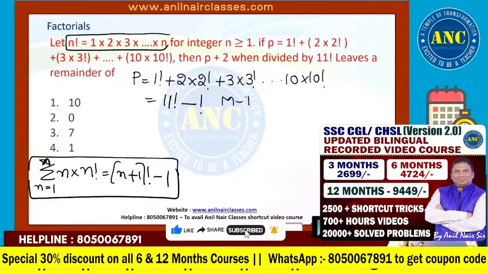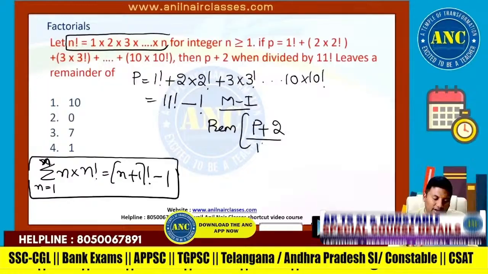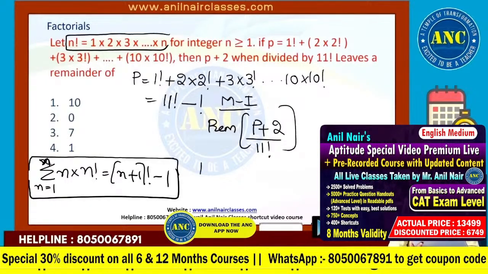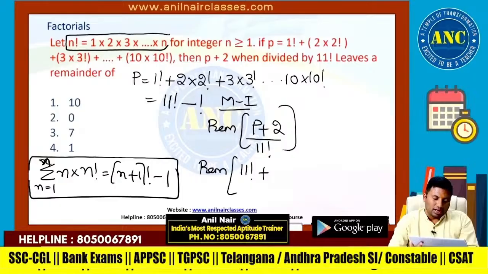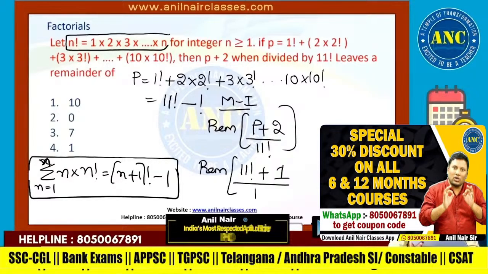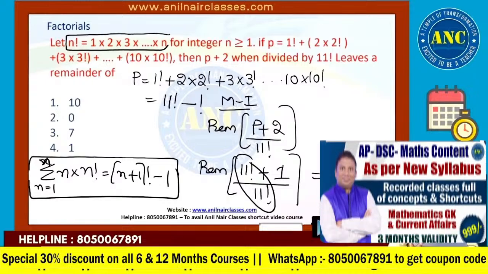Method 1. Generally, students will solve like this. Remainder when P plus 2 is divided by 11 factorial. P plus 2 is 11 factorial minus 1 plus 2, so 11 factorial plus 1, divided by 11 factorial. This is cancelled. So, what is the answer for this question?